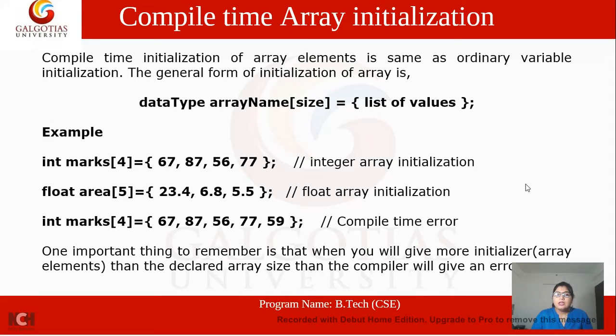Now you can notice that we have declared the size of the array as 4, and we have a list of 4 values, that means 4 elements. In the later example, you can see that we have declared the data type as float, the array name is area, and in the square braces we have defined size 5.